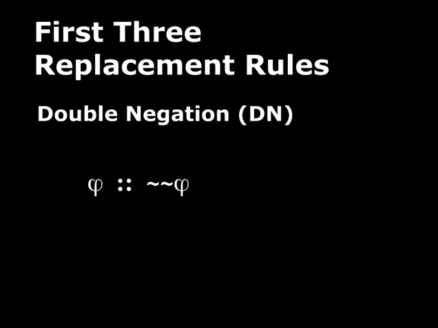Double negation. This one is extremely intuitive. You can change phi into not not phi and vice versa. Basically what this rule says is that you can add and subtract tildes as long as you do it in pairs. You can add 2 or subtract 2. You can't add 1 or subtract 1.